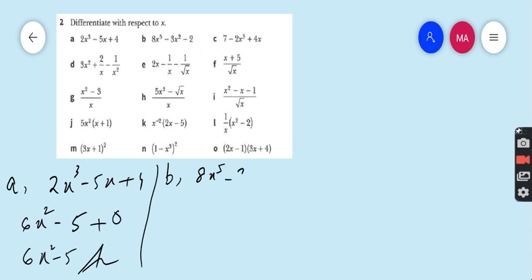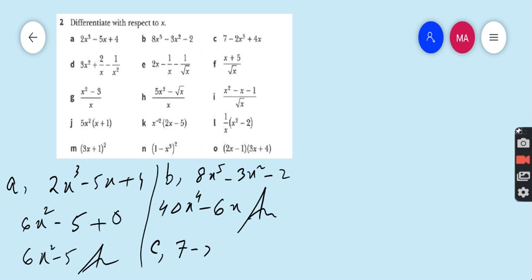Part B: 8x to the power 5 minus 3x square minus 2. 8 5s are 40, x to the power 4. 3 2s are 6, x. And the derivative of 2 is 0, so it is not necessary to write 0. So 40x to the power 4 minus 6x is the final answer. Part C.